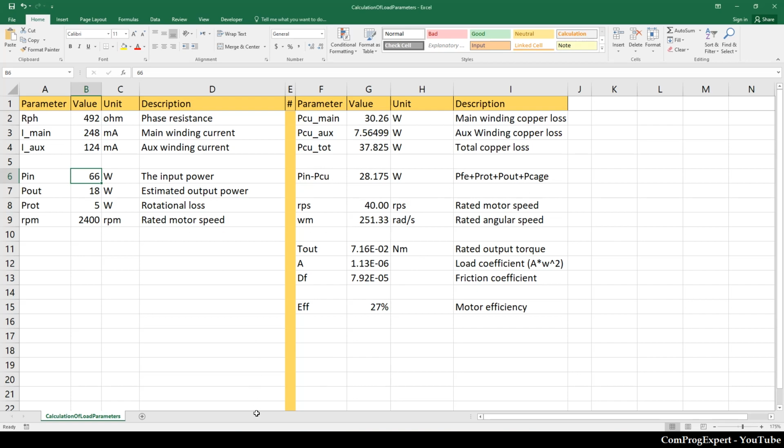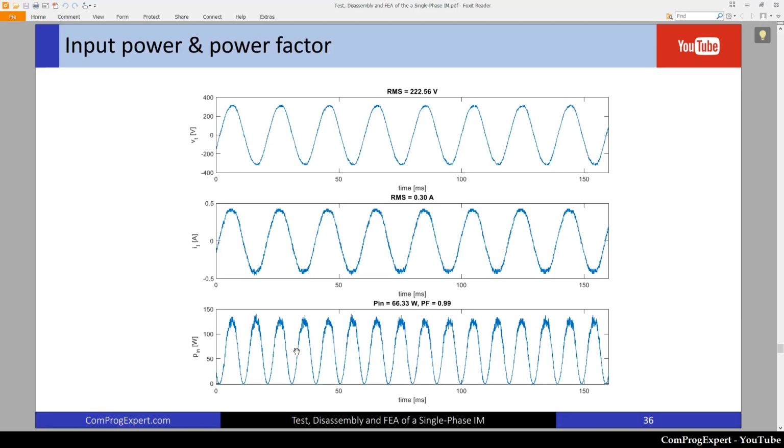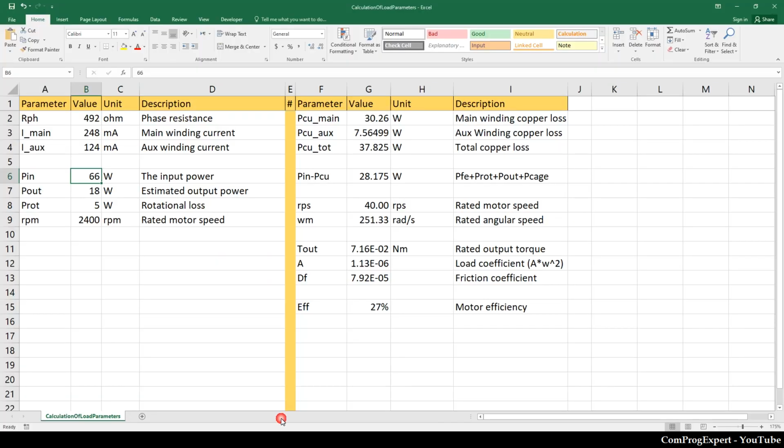So I measured the input power that is equal to 66 watts, right? And I measured the value of main winding current and auxiliary winding current, so I can calculate total copper losses.